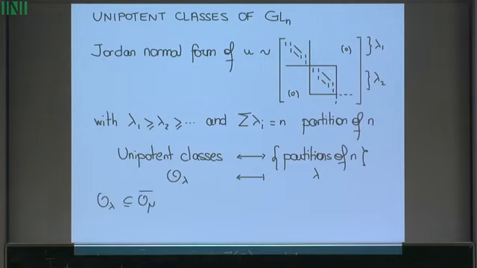If you want to understand the order given by the closure relation on these classes, it's also something you can describe combinatorially by the dominance order on partitions.